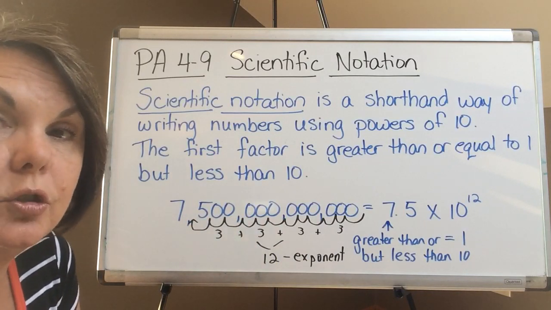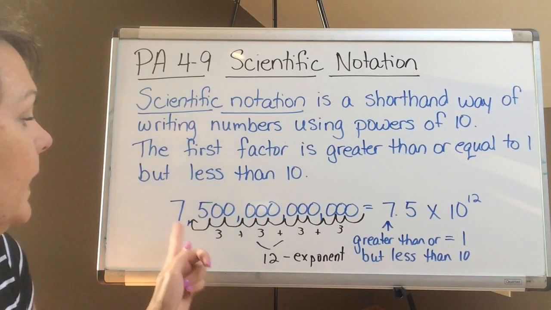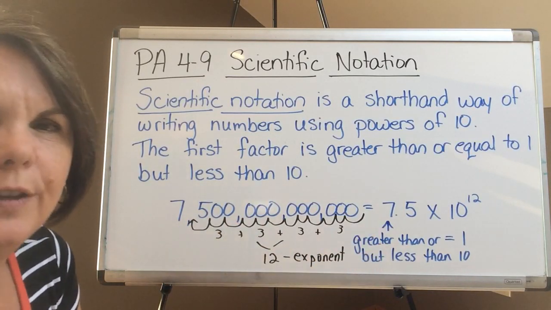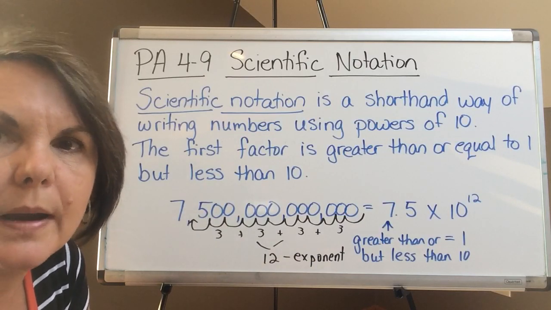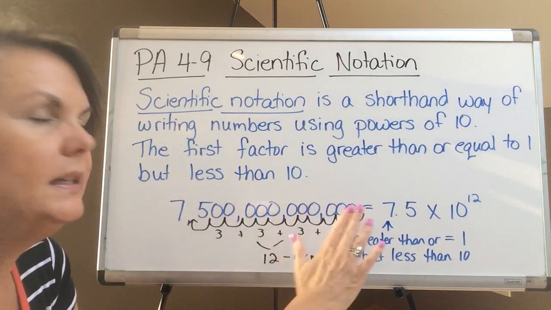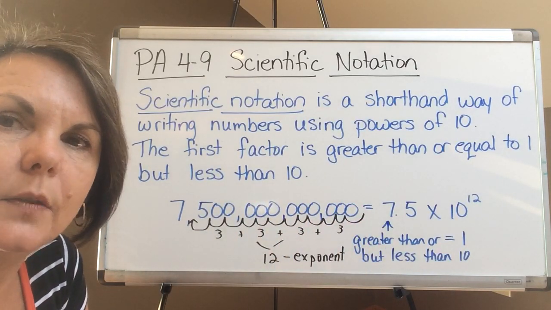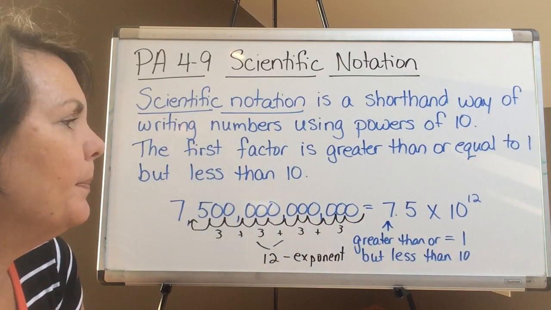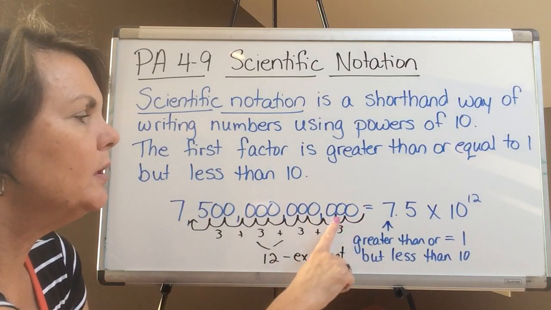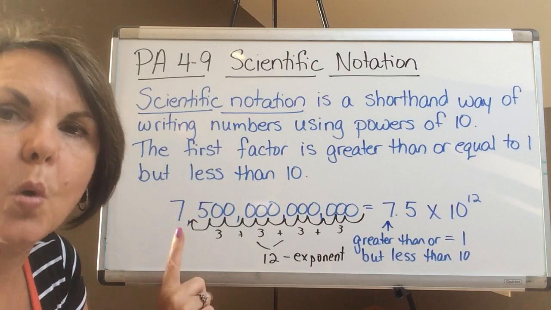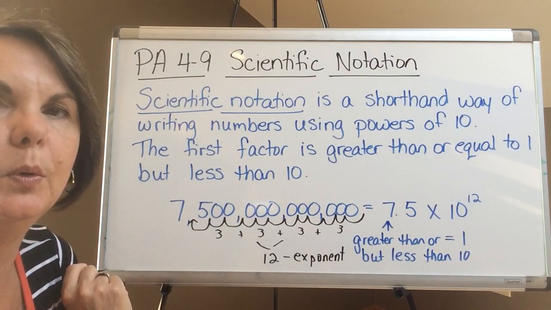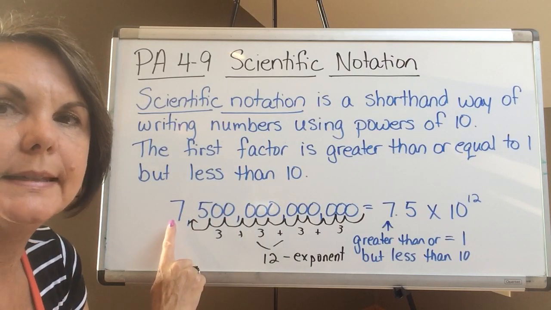So I have 7,500,000,000,000,000,000. Very, very large number. But I want to write it in a smaller way so I can use it. All of these zeros are called insignificant zeros. So what happens is I am going to move my decimal point over, all the way over, till I only have one digit in front of the decimal point. In this case, it's going to be the 7.